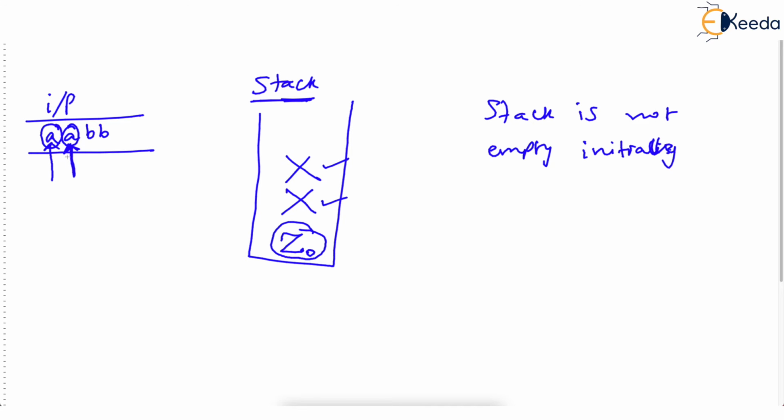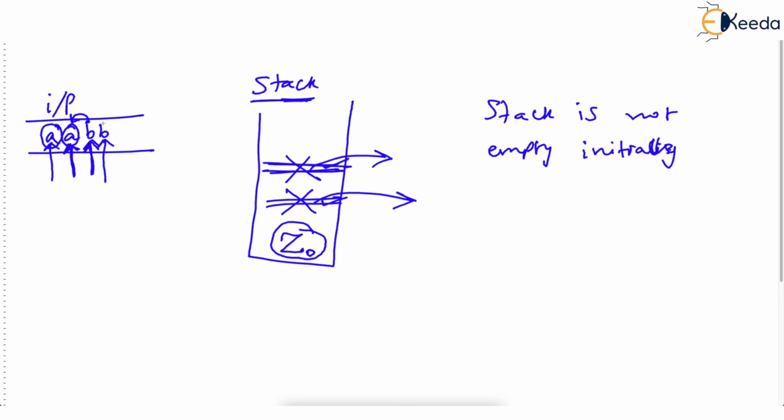Now, as soon as we get a b in the input, we will do exactly the opposite. We will pop one X from the stack. Why are we doing this? Because on reading b, we are saying that we should cancel one a, because the number of a's must match the number of b's. So cancelling a means removing one X from the stack. Now have a look at this. If we have another b read from the input, then we will again pop one X from the stack.